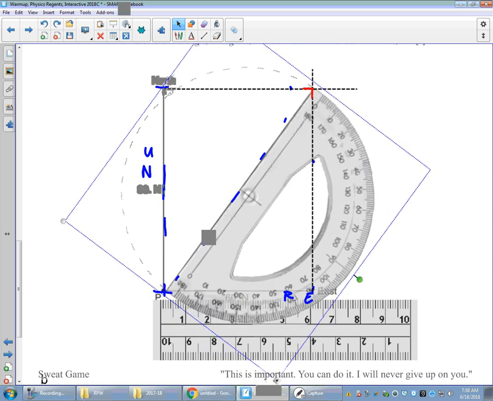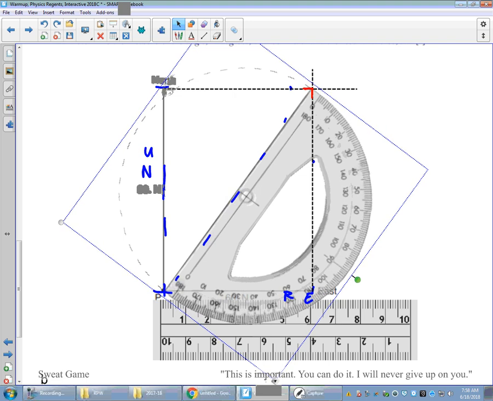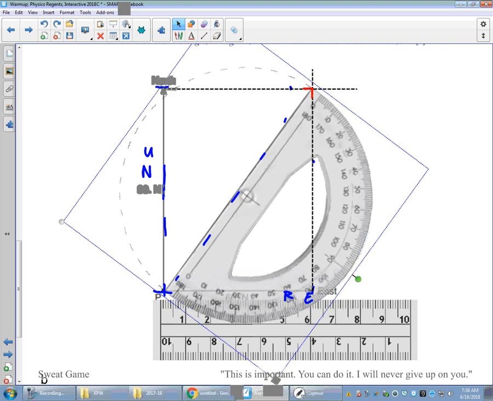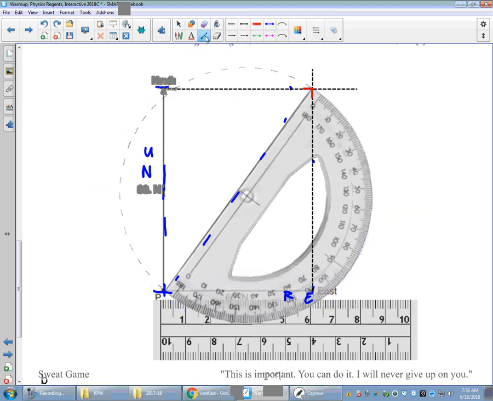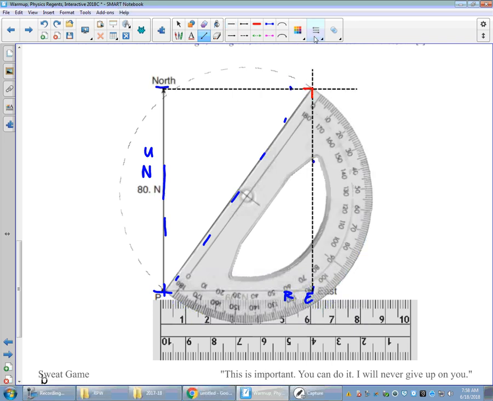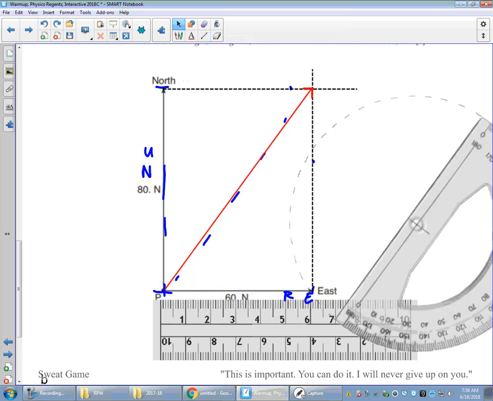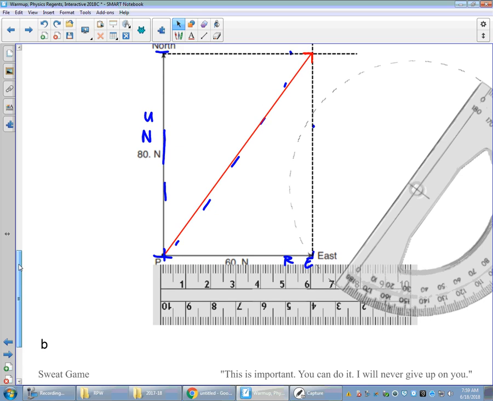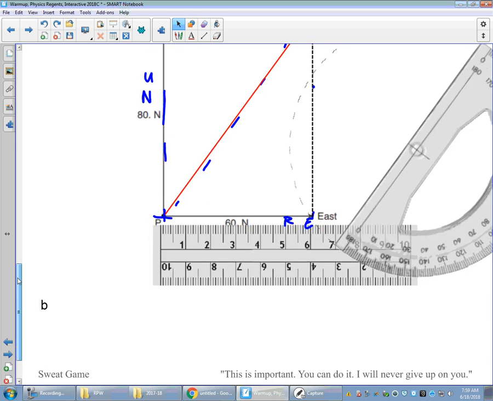We do have full 1-foot rulers just in case you don't have enough length in the protractor. And then connect. Good. You get your resultant vector. North and east, or up and right, as we would expect, as it should be.